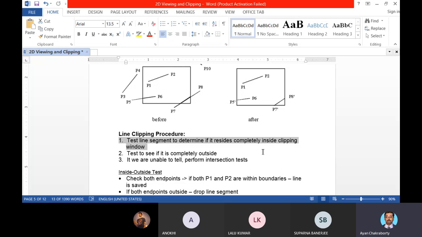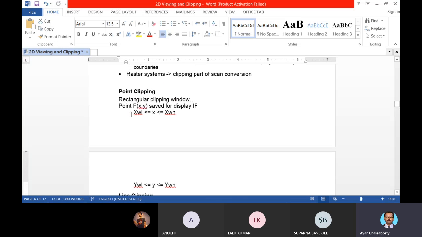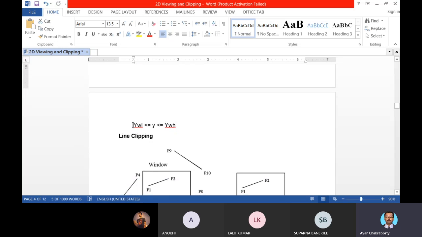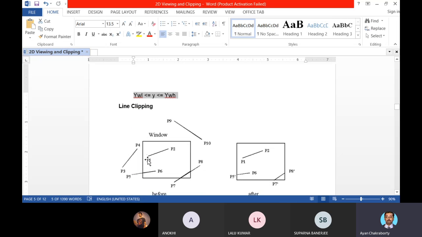Now we will check that first for P1. So the coordinate is x1, y1. We will check if x1 is within the range of XWL, XWH, and if y1 is within the range of YWL and YWH. If in both cases x1 and y1 are within the range of XWL, XWH and YWL, YWH, then the point P1 will be inside the window frame.